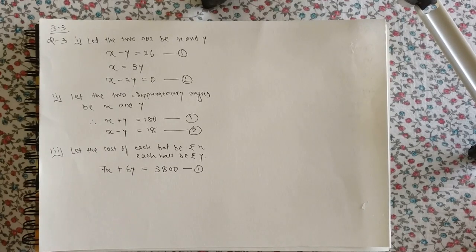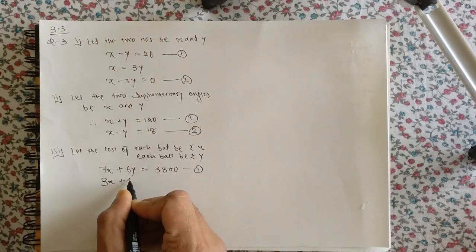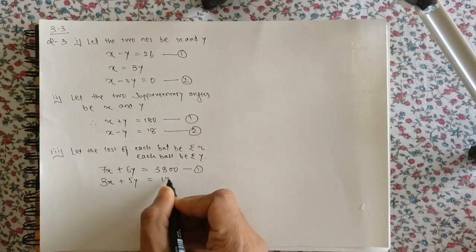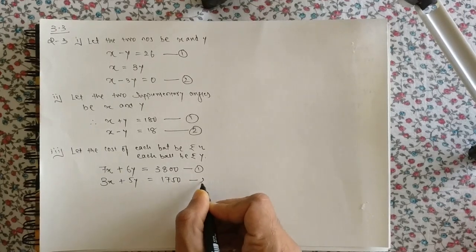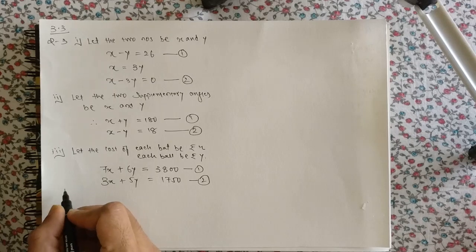Later, she buys 3 bats and 5 balls for rupees 1750. Equation number 2. So what you need to do is find the cost of each bat and each ball. How will you do that? You will solve these two equations by the method of substitution, and you will find the values of x and y, which are the cost of each bat and each ball. That is how you have to proceed, right? Let's proceed to the next question.